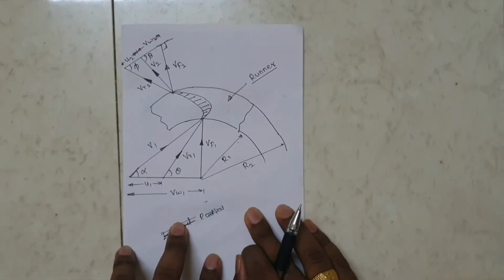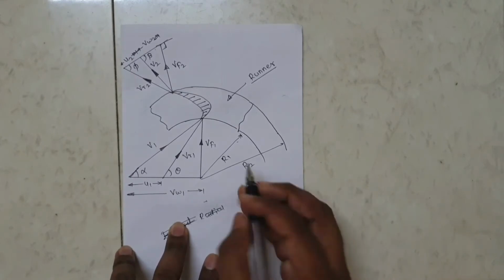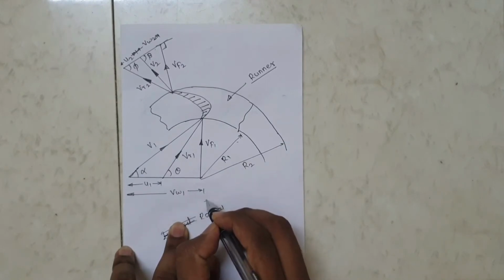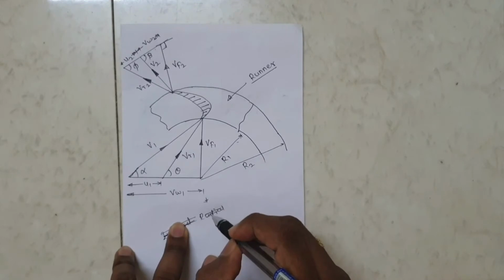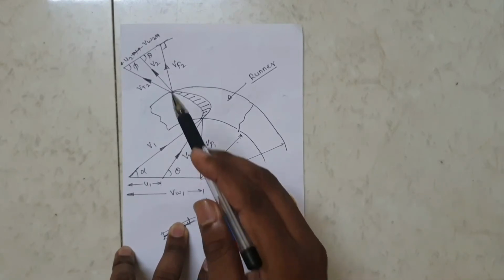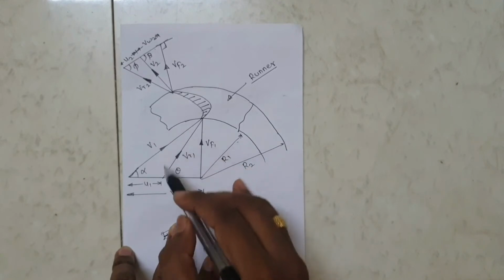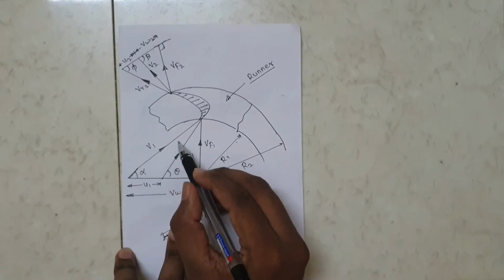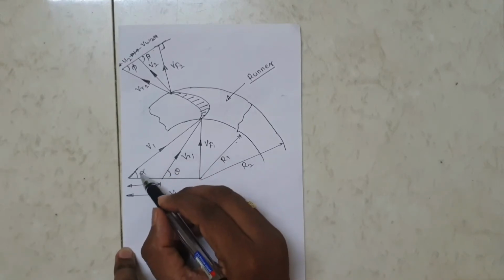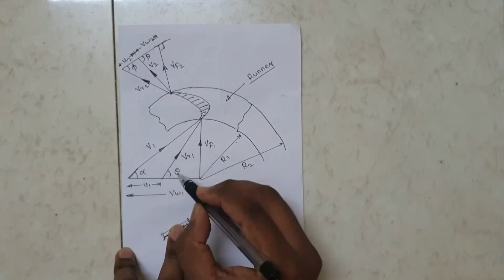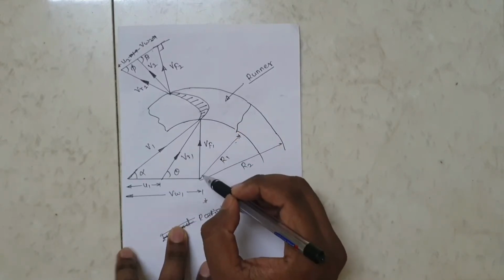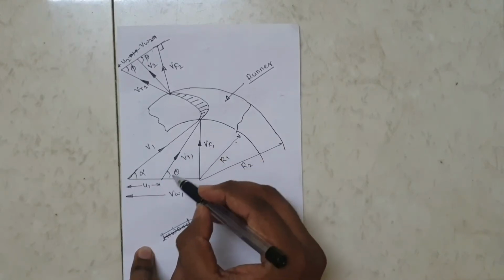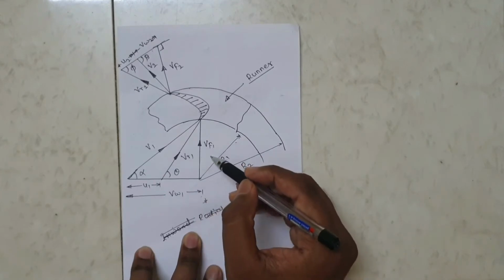See the velocity triangle of the outward radial flow turbine. This is the runner and this is the center of the runner. So in the outward radial flow turbine, water is flowing from the center to the outward direction. So the inside part is the inlet velocity triangle and the outside part is the outlet velocity triangle. V1 is the velocity of water at inlet. Alpha is the guide blade angle at inlet. Theta is the runner angle at inlet. So this is V1, this is VW1, this is VF1, and this is VR1, the relative velocity at inlet.